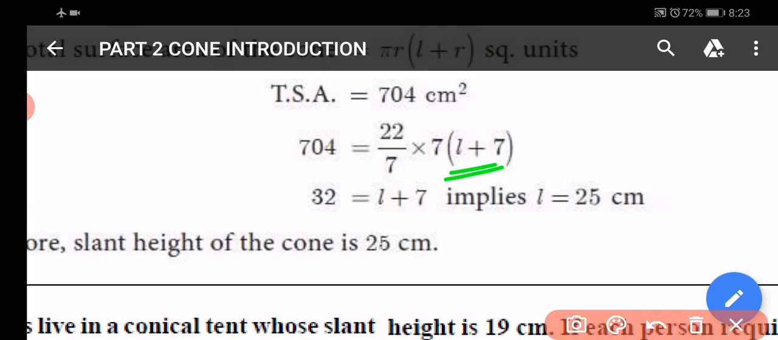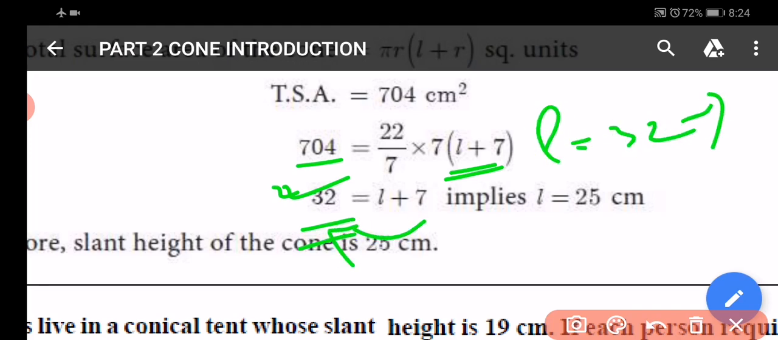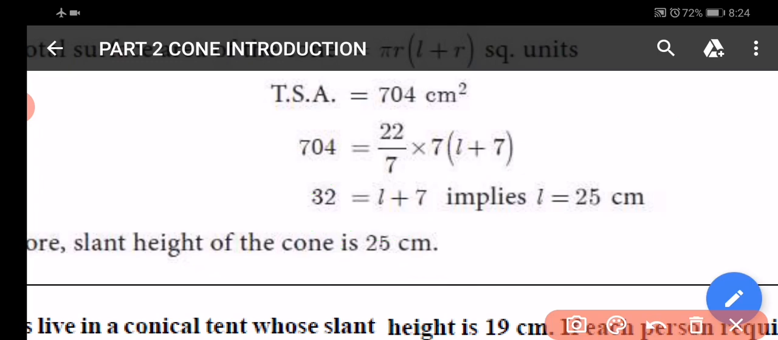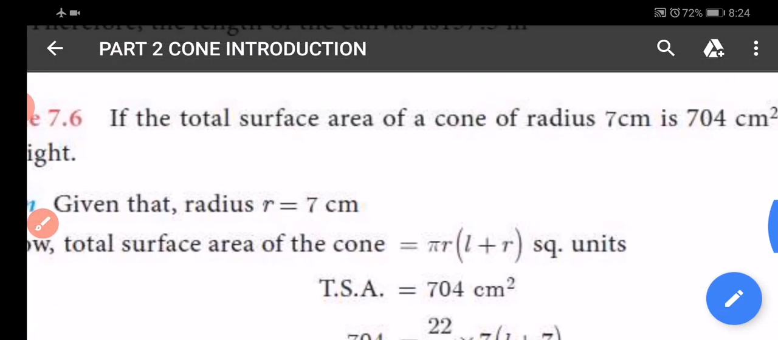L plus 7 is equal to 22. Coming to the left side, it is divided by 7, 22 over 7. We simplify it, we get the answer 32. Therefore L plus 7 equal to 32. L equal to 32 minus 7, so L equal to 25 centimeter. That is, the slant height of the cone is 25 centimeter. This is the 2 mark.